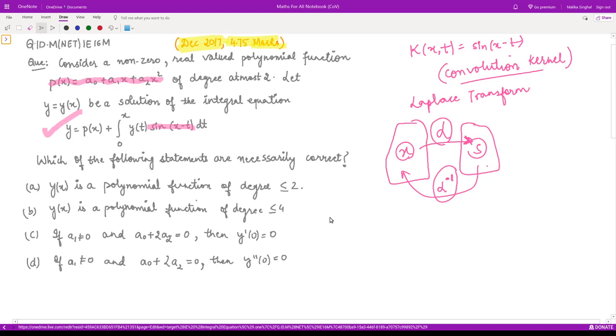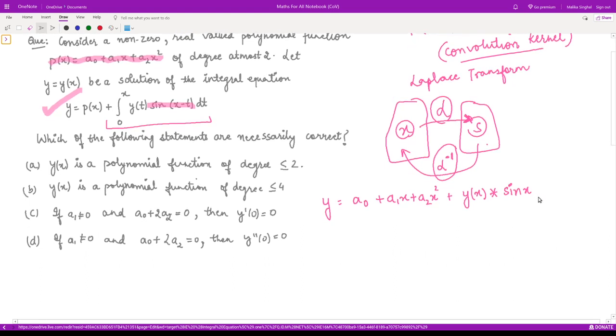Our equation in this case is y equal to p of x, and p of x is given to be a0 plus a1x plus a2x square, plus we can write this whole term as y of x convolved with sine of x. We can do that. It is simply the definition of the convolution operator. No problem in that. Now what we can do, we can take the Laplace transform on both sides.